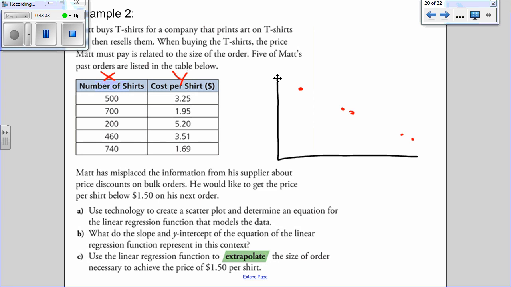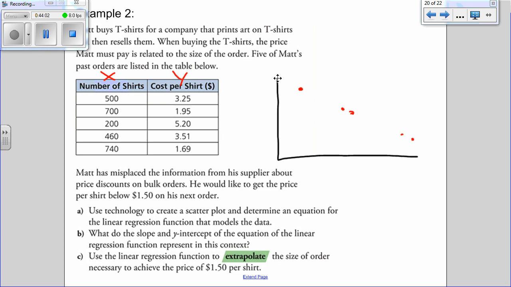Now we're going to create an equation, so we need to do a regression on this. To do a regression, you go stat, you click over 1 so that you're under the calculating option, and you pick the regression that you think makes sense. You see how it says lin reg, quad reg, cubic reg? You're choosing between a linear, a quadratic, or a cubic regression.